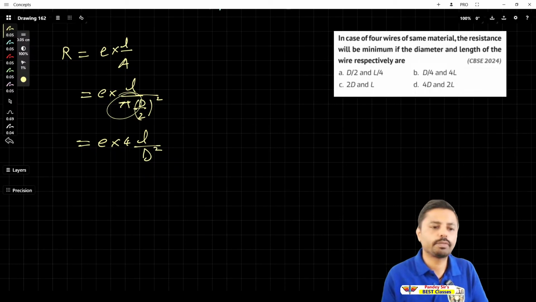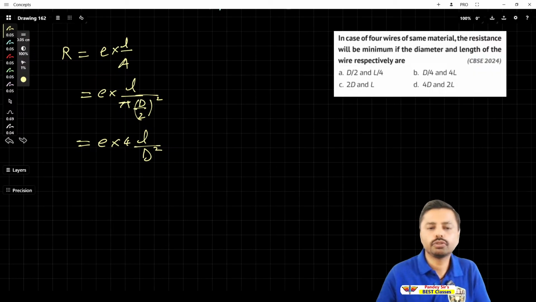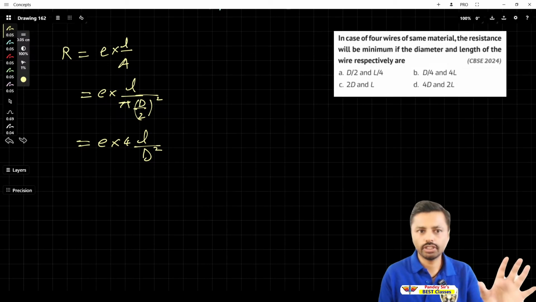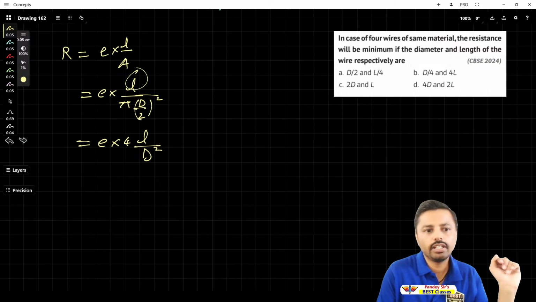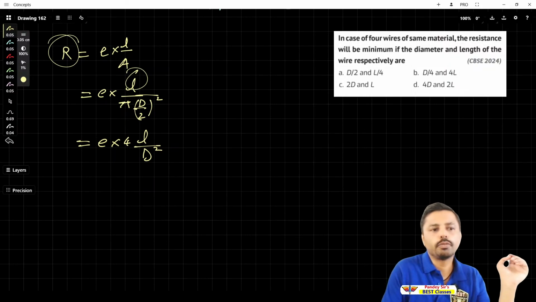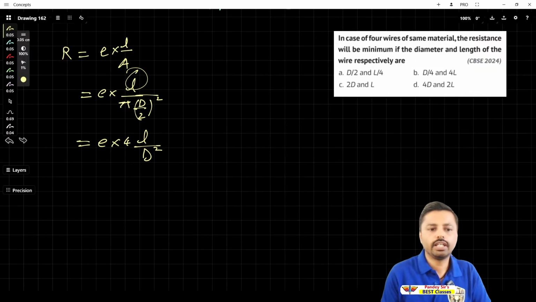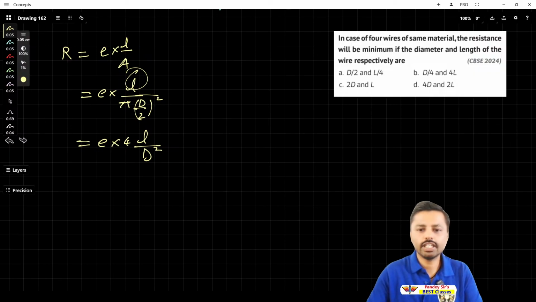We can just ignore pi for this question, because we don't have to calculate the actual value. If you write it also, it doesn't matter, but why write unnecessarily? Even rho you can ignore, because rho is not required. Currently we have to focus only on, can you guess what? L and D. Now to get R smaller, what value should be bigger? L or D?